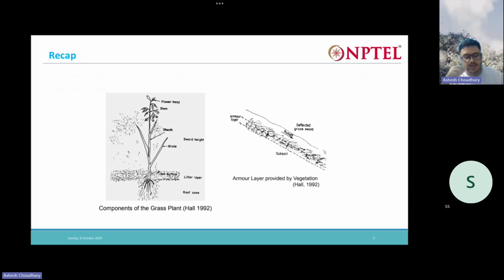There are some specific roles that this vegetation plays. The first role is interception. Whenever rain is falling, the vegetation absorbs the energy of the rain, and that prevents the soil from getting dislodged very easily. Next is restraint. It restrains the soil with the help of the roots. The roots actually hold the soil. Then retardation. Retardation is what? It increases the roughness of the soil.